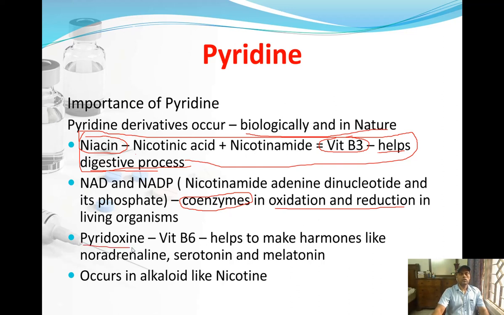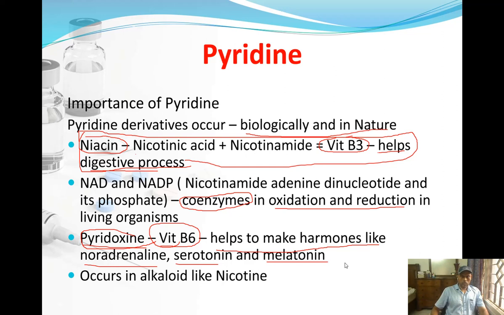Then pyridoxine is a pyridine derivative. Pyridoxine is nothing but vitamin B6. Vitamin B6 will help us to make the hormones like noradrenaline, serotonin, and melatonin. So these are the three hormones that can be prepared inside our body using the pyridine derivative, that is pyridoxine or vitamin B6.